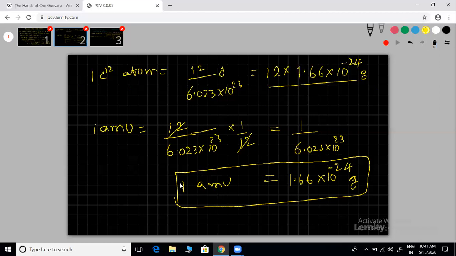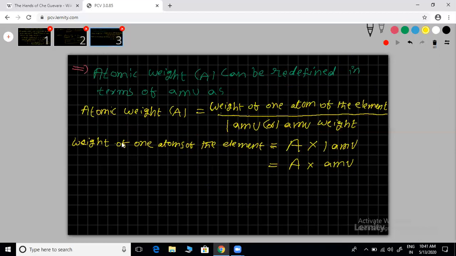Now we redefine atomic mass. Atomic weight or atomic mass, which I'm assuming as A, can be redefined in terms of AMU: atomic weight equals the weight of one atom of the element divided by 1 AMU. Now, cross multiplying, the weight of one atom of the element equals A into 1 AMU.